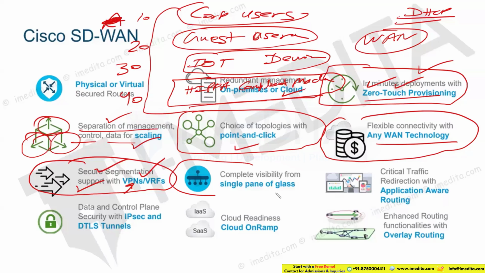Then single pane of glass, complete visibility from a single pane of glass, and that is because of vManage. So you would look at your entire wide area network from a single pane of glass. From vManage, I can get to know which site is up, which site is down, which routers are up, down, and how they are behaving. So I would have complete visibility. I can also make changes. I can monitor, I can make configuration changes, I can validate configuration, I can do troubleshooting from a single pane of glass, and that is vManage.